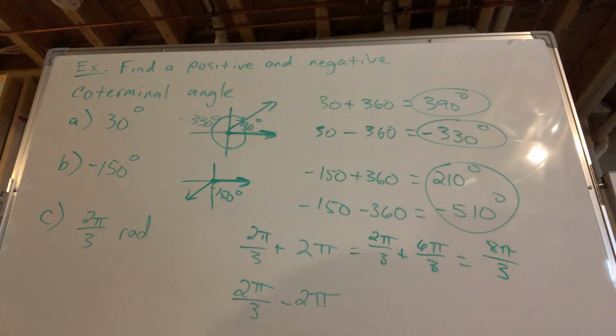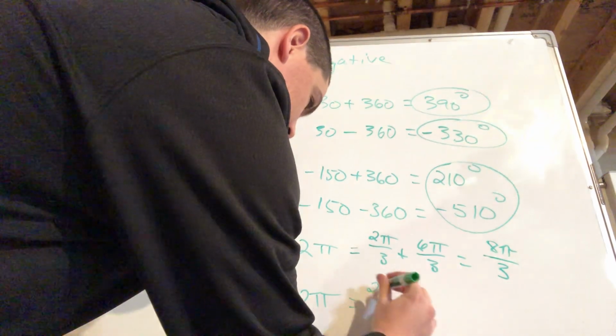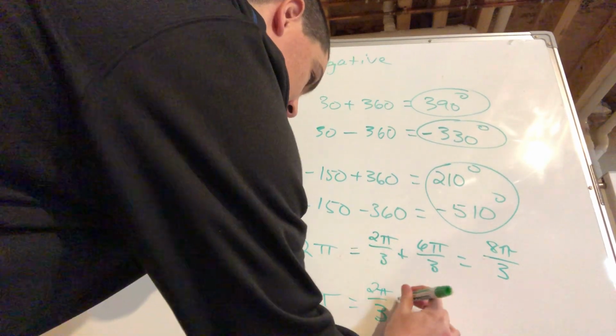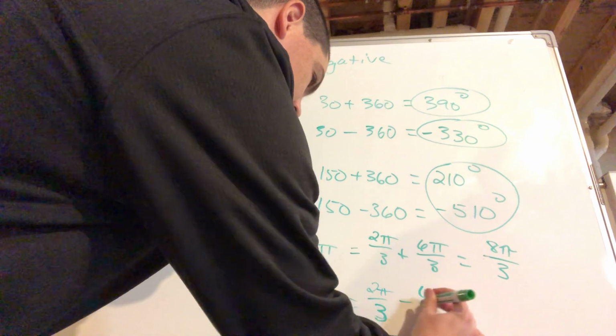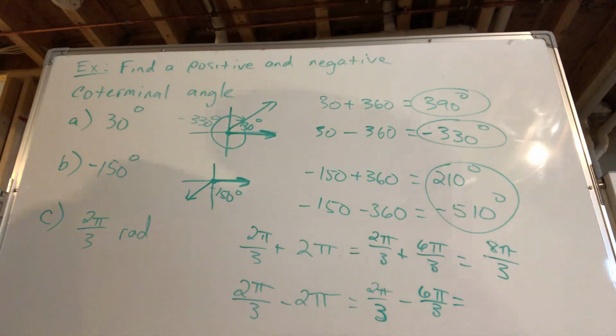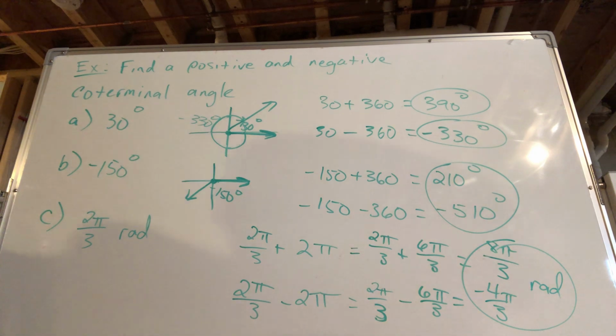Yes, it is. And then from here, I could do the same thing. It's going to be 2 pi over 3 minus 6 pi over 3. So what's 2 pi over 3 minus 6 pi over 3? Well, it'd be negative 4 pi over 3. And these are both in radians. So that would be your answer for your positive and negative coterminal angles.